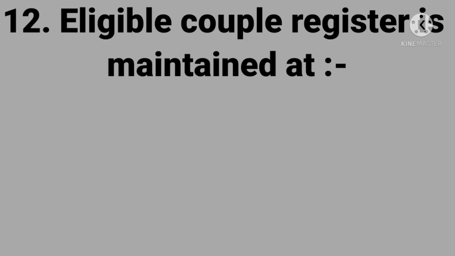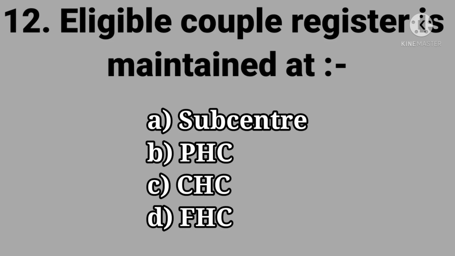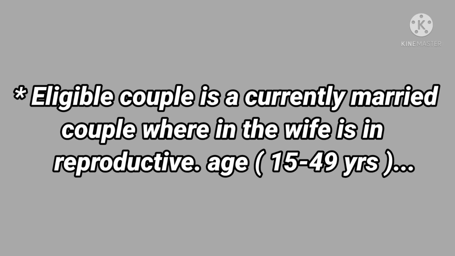The next question, eligible couple register is maintained at, the options are subcenter, PHC, CHC and FHC. Eligible couple register is maintained at, and the answer is subcenter. Eligible couple register, let us look at what eligible couple means. Eligible couple is a currently married couple wherein the wife is in reproductive age, that is 15 to 49 years. The wife is in between 15 to 49 years.